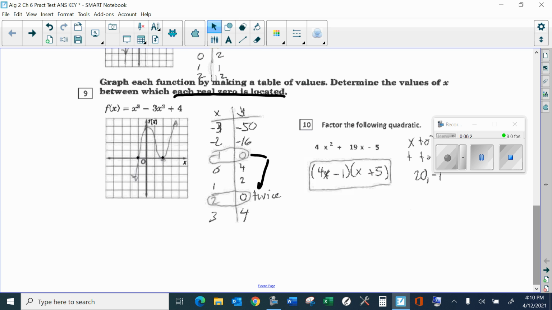Negative 1 once, I know, is here. 2 twice because it bounced and went back up. It did not go through the x-axis and come down. So it hits twice right there. Okay, those had to be exact on your test.